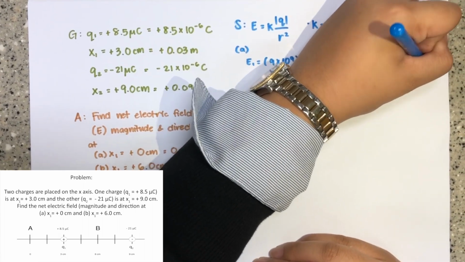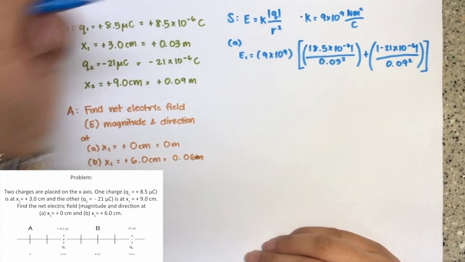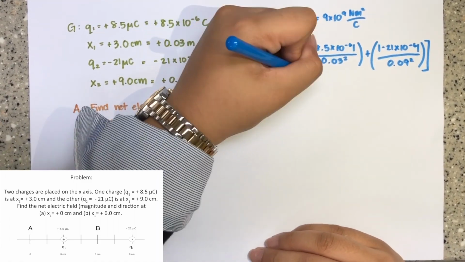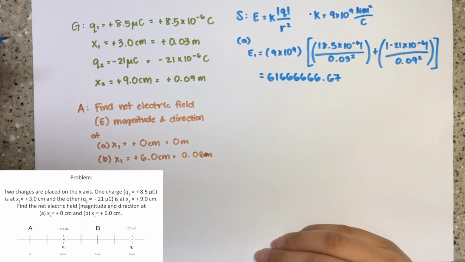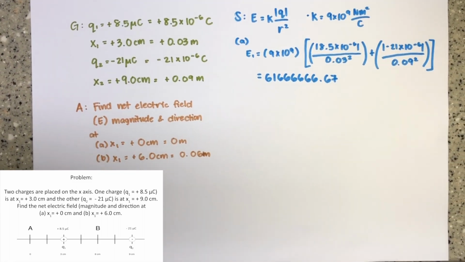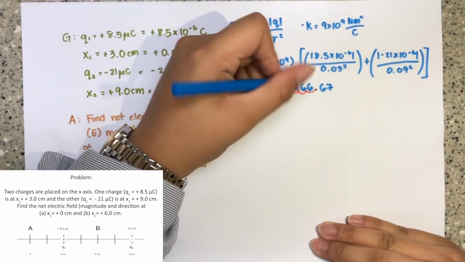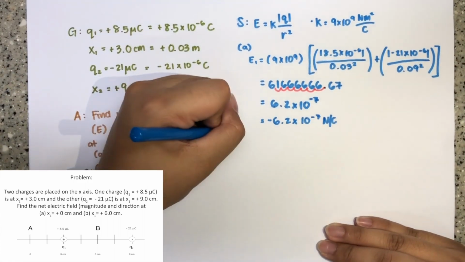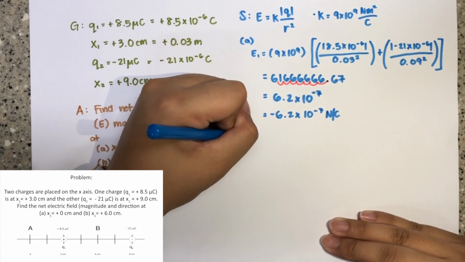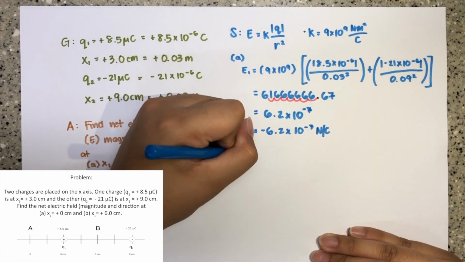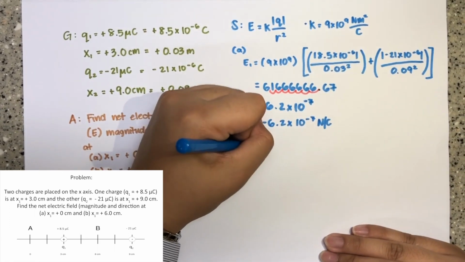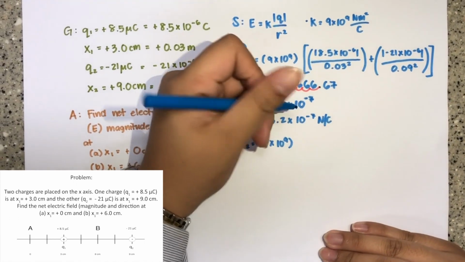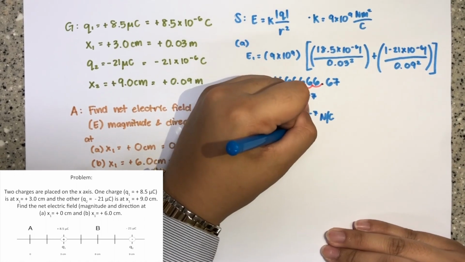So if you just input that in your calculator, that will give us an answer of that, but in scientific notation form, it'll be 6.2 times 10 to the power of 7. Now, if you get a negative answer, it's okay. That just tells us it's either away or towards. It's just the direction. Now off to the second point at 6, or 0.06 m.